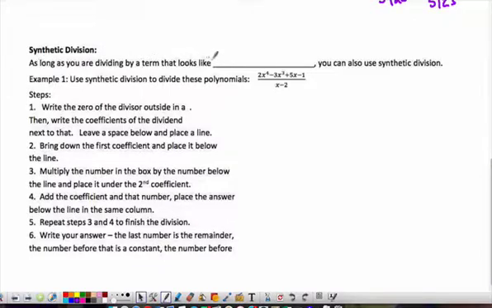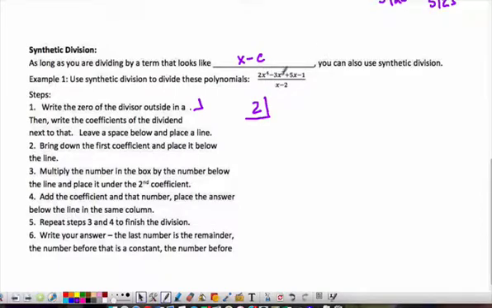So as long as you're dividing by a term that looks like x minus c, you can also use synthetic division, as opposed to long division. It says "also" because I pulled these from some notes. All right, so write the zero of the divisor outside in a bracket like this. Then write the coefficients of the dividend next to that. Leave space below and place a line. So our divisor is here. We're going to write 2, right? We don't want -2. It's in this form. This has a negative, so actually this number here is positive. If this was plus, then it would be a negative that goes in here, because we're writing the actual 0 in here. So 2, and then I need to write all these other ones.